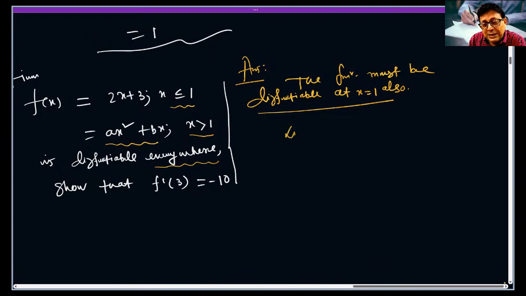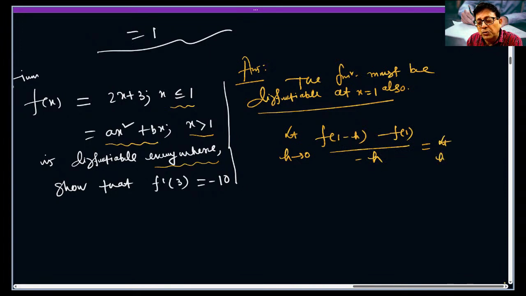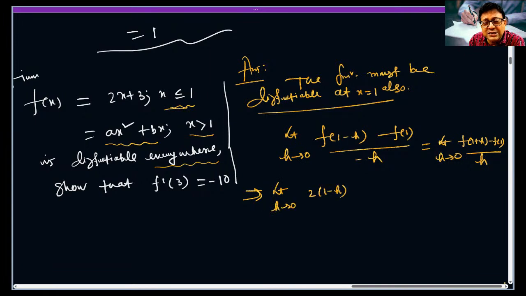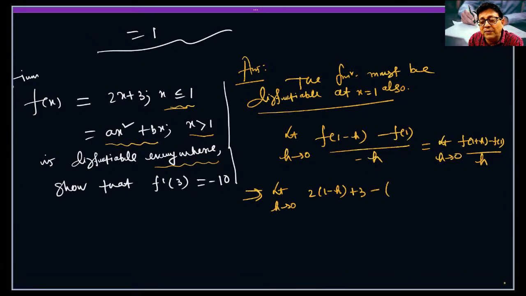So limit h tending to 0, remember it, left hand limit at 1 minus h should be equal to limit h tending to 0, this divided by h. 1 minus h is less than 1, less than 1 is this part, just put 2 into 1 minus h plus 3. If 1, I have to put there only, because equal to 1 also it is defined.